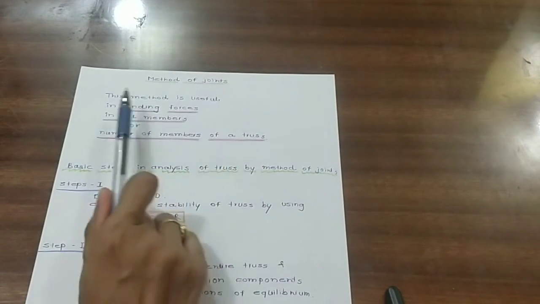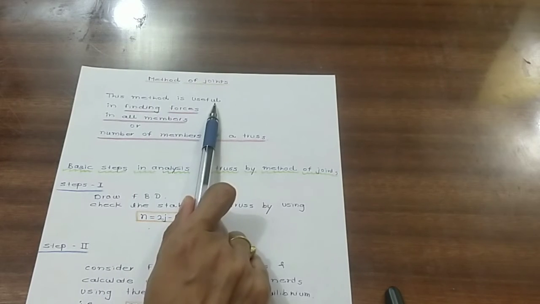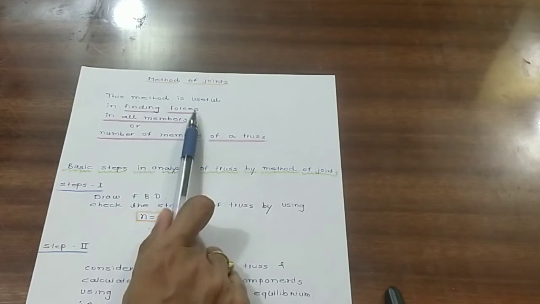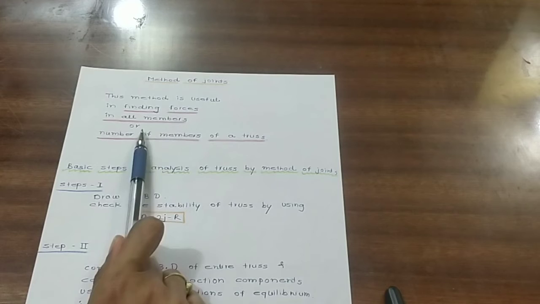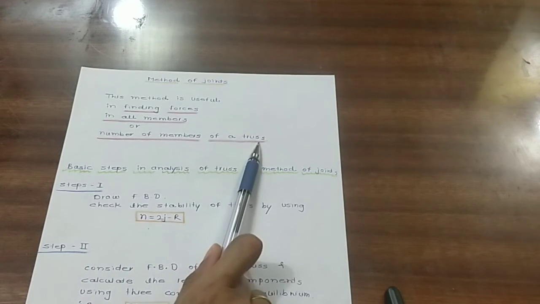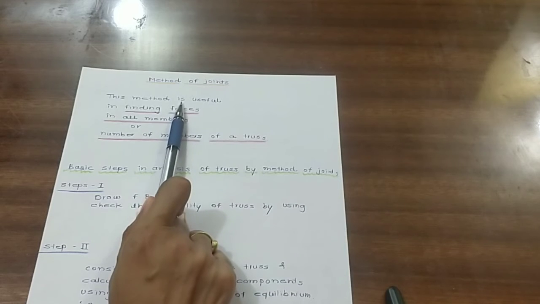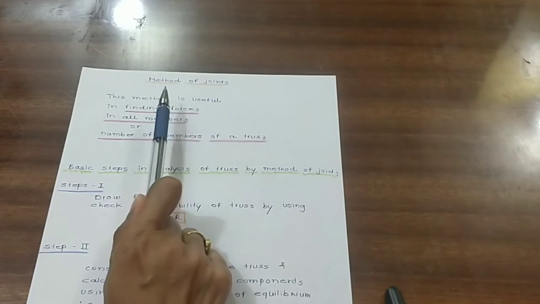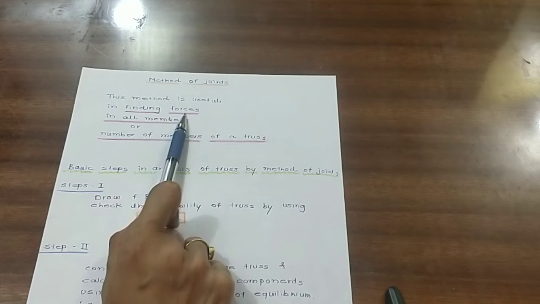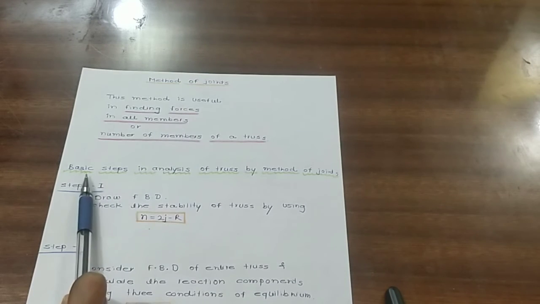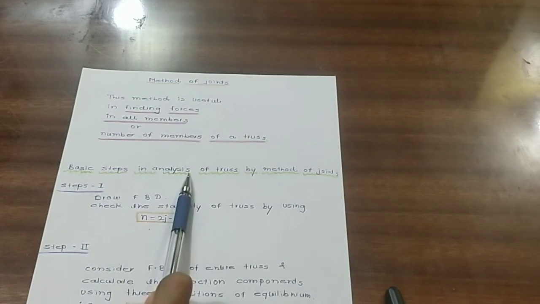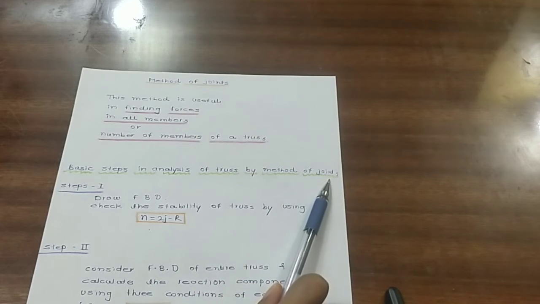Method of joints. This method is useful in finding forces in all members or number of members of a truss. Basically, method of joints is used to find the forces, meaning the magnitude of forces in all the members of the trusses. So we will see the basic steps in analysis of trusses by method of joints.